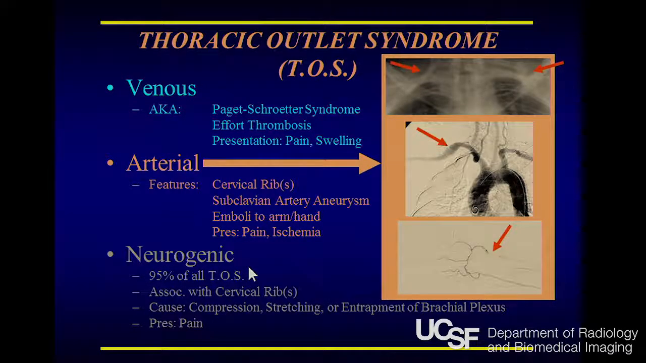Neurogenic is the most common type of thoracic outlet syndrome, accounting for 95% of it. Also associated with the cervical rib, which may traumatize or compress the brachial plexus, and these patients present with pain.